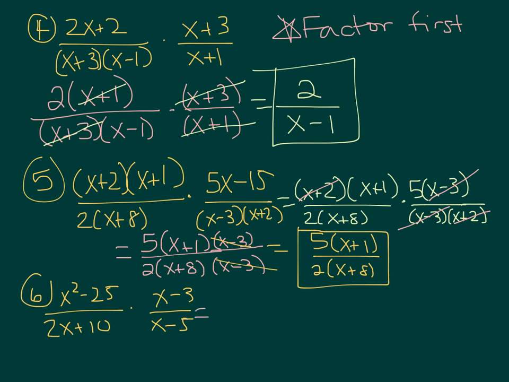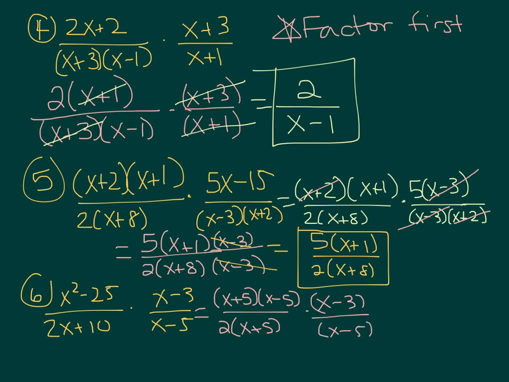So for number 6, I don't have to do anything to the second term, but the first term I do have to factor. X squared minus 25 is a difference of squares, which means I can write it as x plus 5 times x minus 5. 2x plus 10 has a GCF, which is 2, and I can factor that out and get 2 times x plus 5. I'm going to put parentheses around the x minus 3 and the x minus 5.